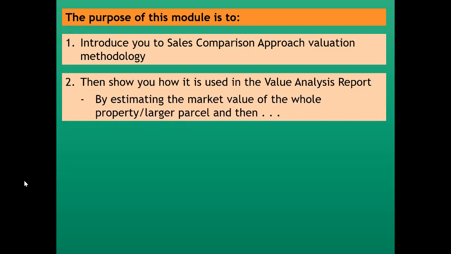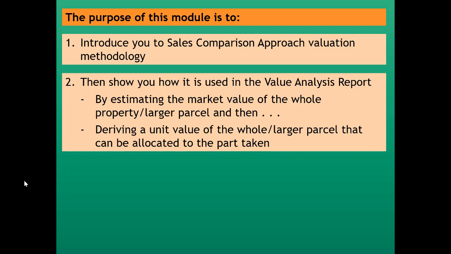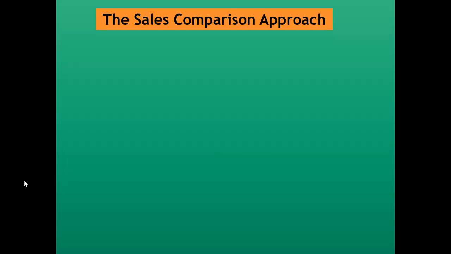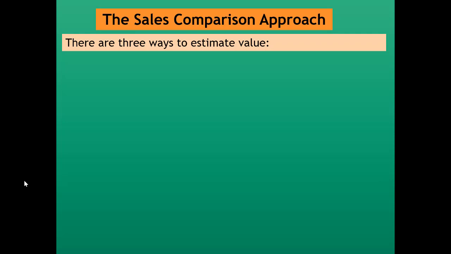By estimating the market value of the whole property, which is also going to be the same as the larger parcel, and then deriving a unit value of the whole property that can be allocated to the part taken. There are three ways to estimate value. The sales comparison approach is only one of those ways.